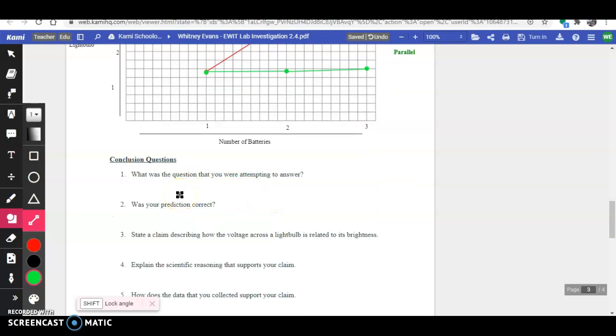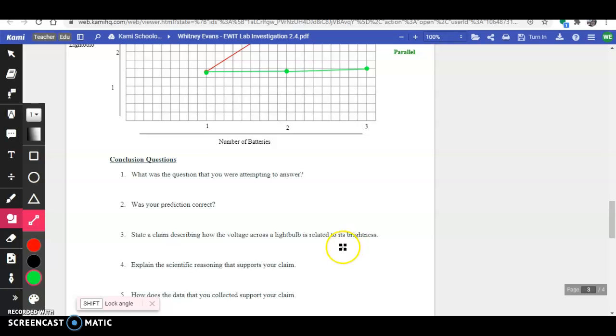What was the question that you were attempting to answer? So write that down. Was your prediction correct? Yes or no? State a claim describing the voltage across the light bulb, how it's related to its brightness.